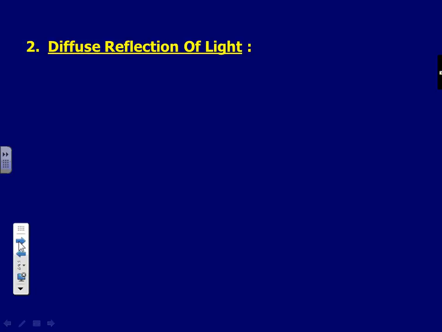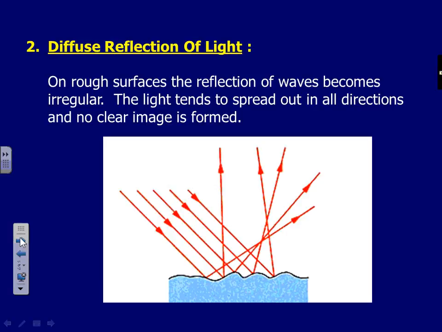The other type of reflection is called diffuse reflection. Okay, and I'm going to show you how to draw the picture. Diffuse reflection is when light hits a rough surface. The wall is a rough surface. Our skin is a rough surface. The chalkboard is a rough surface. And when light hits a rough surface, the light gets scattered because it's bumping into that rough surface. You don't see a clear image.